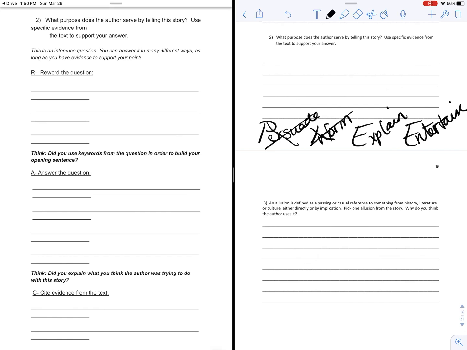Again, since we don't have any step-by-step instructions, we can get rid of that, which means we're left with this answer being to entertain. Now, you do have to use the RACE strategy. You can't just write, he wrote it to entertain, and walk away. That's not how this works, right? So with that in mind, you have to reword the question using the key words. So purpose, author, story. You need those words in turning your question around, right? So the author serves a purpose in telling the story.